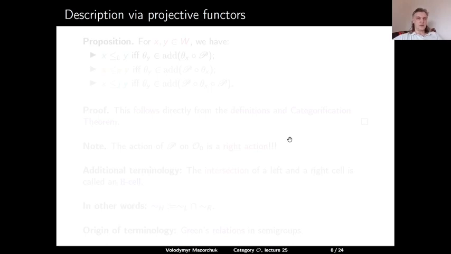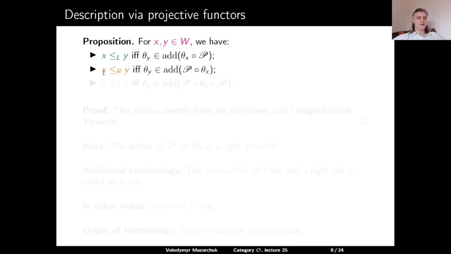Taking into account our categorification theorem, we can describe left, right, and two-sided Kazhdan-Lusztig cells using projective functors. Proposition: for elements x and y in W, we have that x is left less than or equal to y if and only if theta y belongs to the additive closure of theta x after anything in the category P. X is right less than or equal to y if and only if theta y belongs to the additive closure of P after theta x.